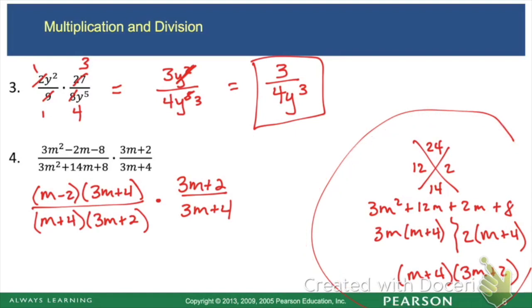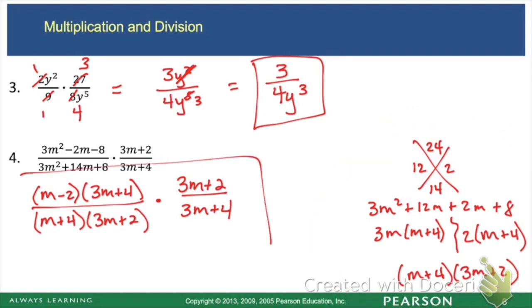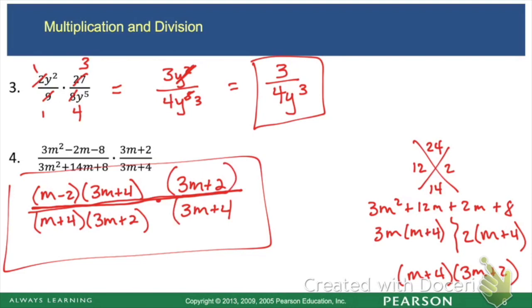So now I'm looking at my multiplication over here, and I'm trying to find stuff that will cancel. So when you're multiplying, this does not work for addition and subtraction, but when you're multiplying, you can consider this as one giant fraction. So all of these factors on top, all of these factors on bottom, you're trying to see if there's anything the same on the top and the bottom. So this 3m plus 2 is going to cancel, and this 3m plus 4 is going to cancel. So your final answer is m minus 2 over m plus 4.